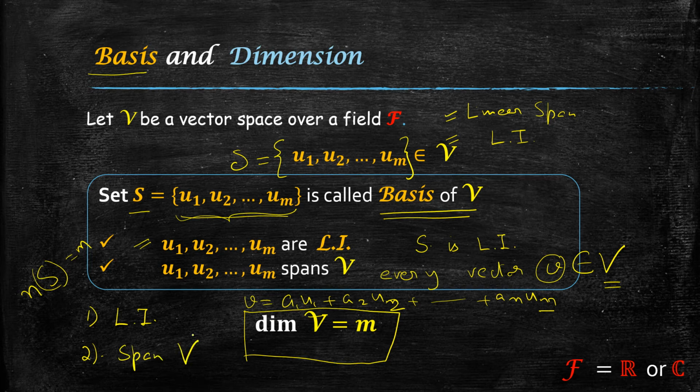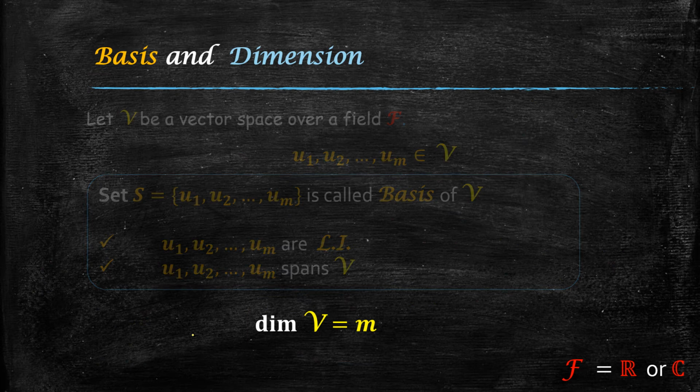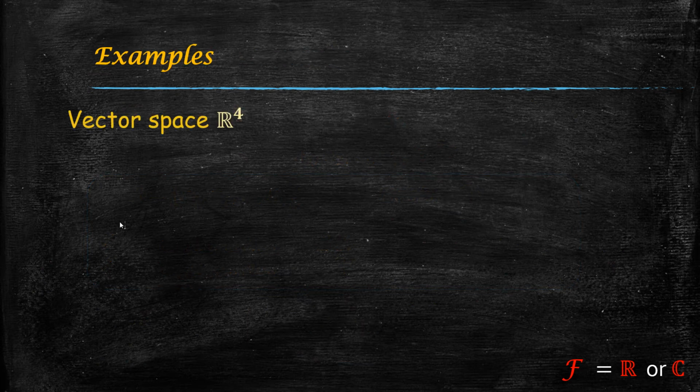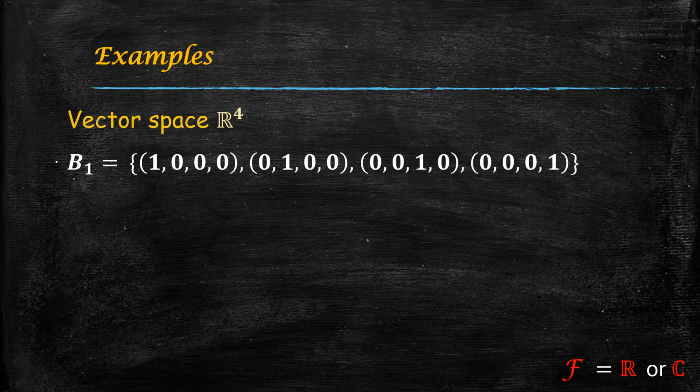Let us look at some examples of basis. Consider the vector space R4. Let B1 be the set of vectors from R4 containing the vectors 1 0 0 0, 0 1 0 0, 0 0 1 0, 0 0 0 1. So this set B1 is the usual basis of vector space R4. We call this set the usual basis.